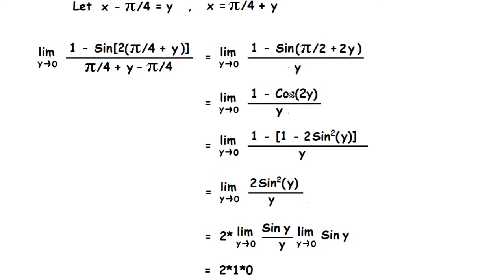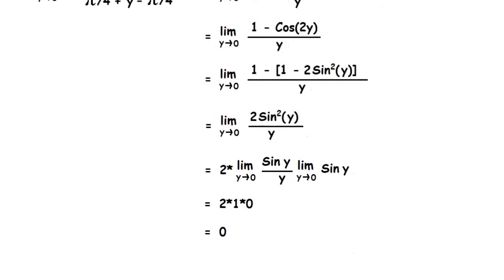So like I mentioned earlier, when we get a cos value, most of the time we convert it into a sine value. So we change this cos 2y into 1 minus 2 sine squared y. So here 1 and 1 will cancel off, giving us positive 2 sine squared y divided by y. So now we then separate it. We take this 2 out and we apply the limits separately. Limit of sine y over y we take separate, and the remaining sine y we apply a separate limit.